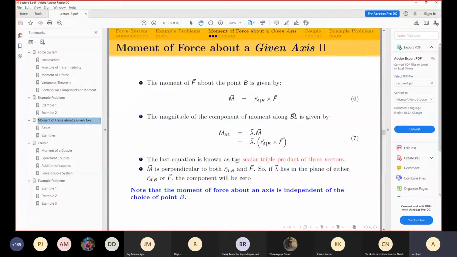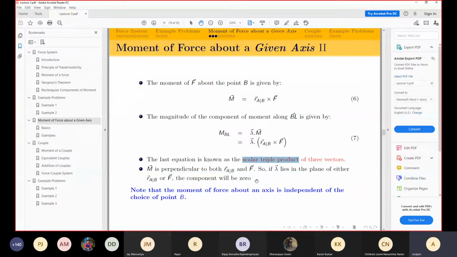It is M_BL is lambda dot R_AB cross F. Now there are many ways of doing it. You could also try to solve it in the form of a determinant. Anyhow, I'm sure you know how to calculate scalar triple products. So that is all that it is.